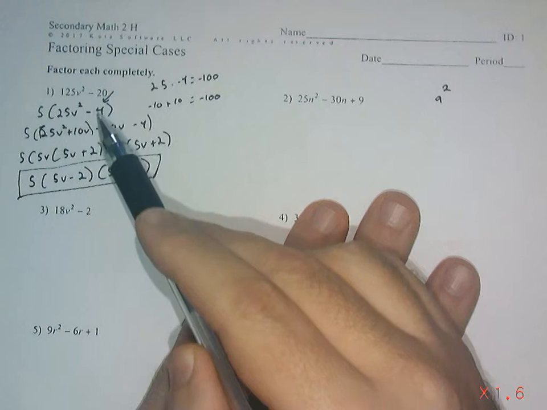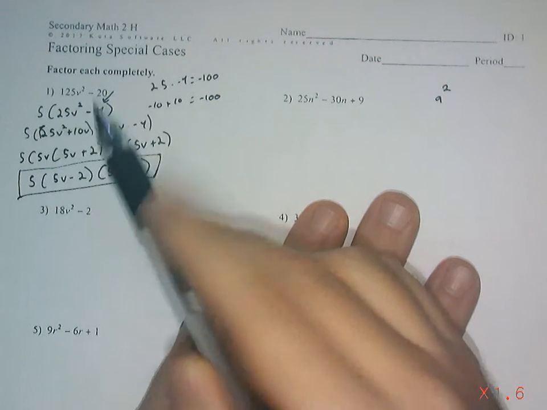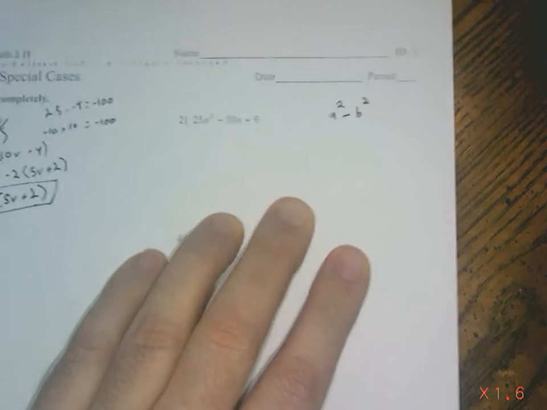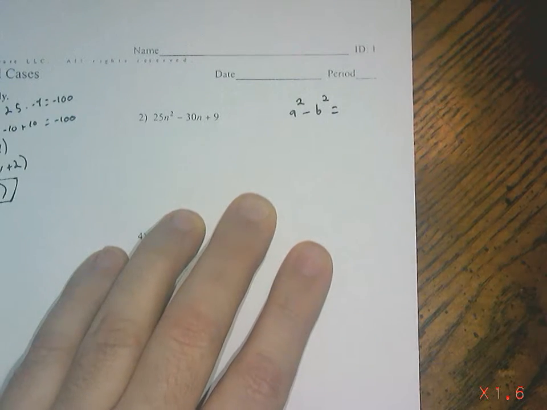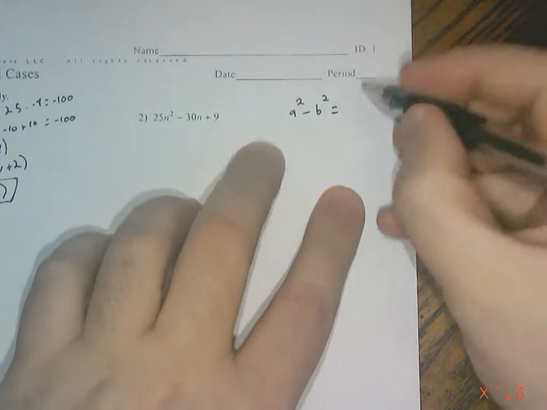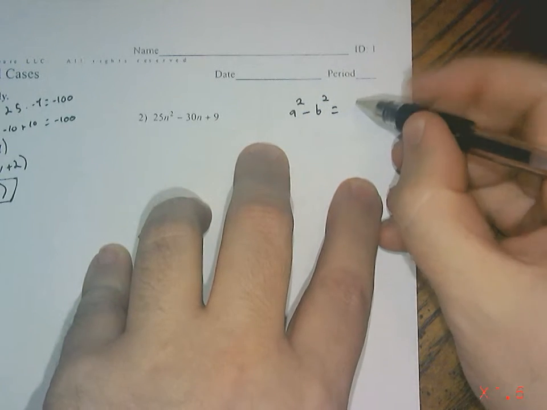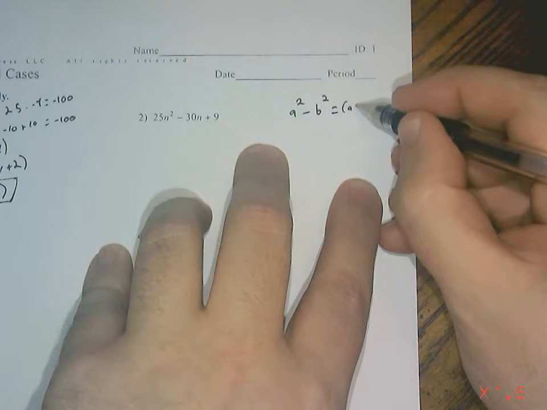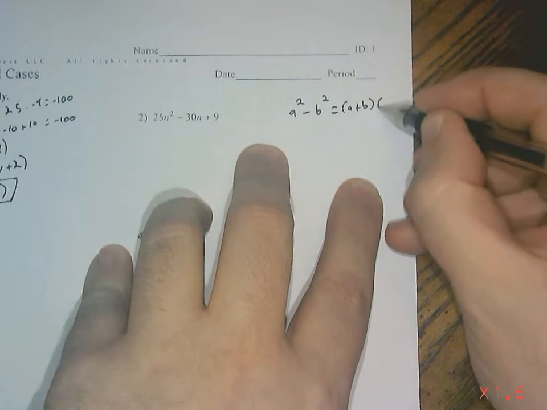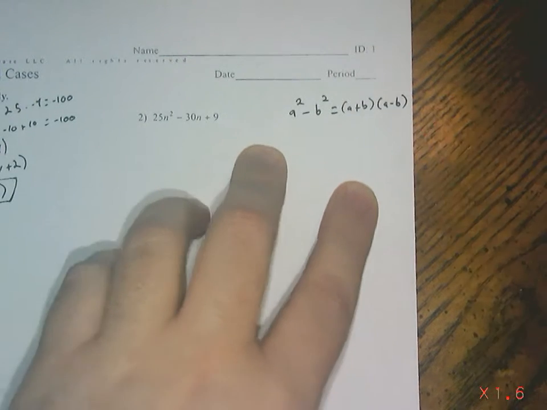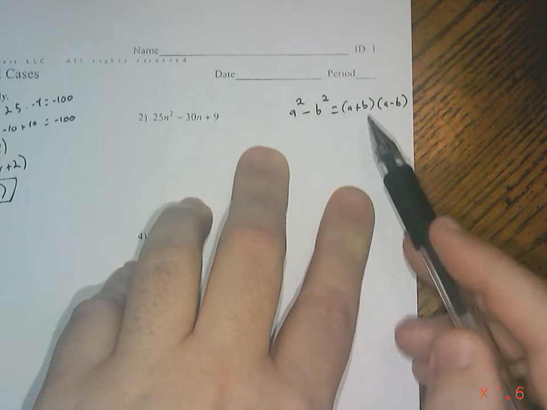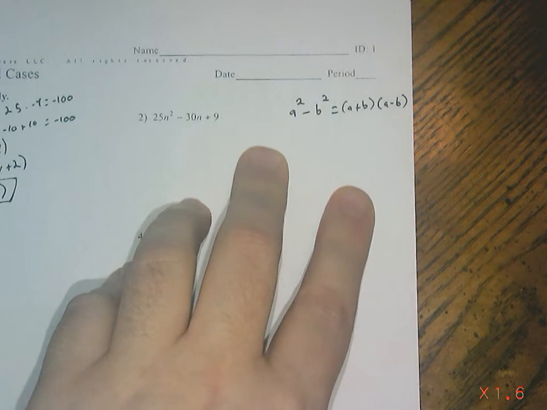If I have that perfect square in the front and the second number is a perfect square and they're subtracting, so minus a perfect square, it's always going to become this: a plus b, a minus b. So basically whatever the square root of b and a is, that's going to be what you're putting in here.